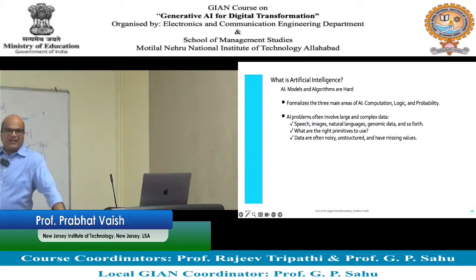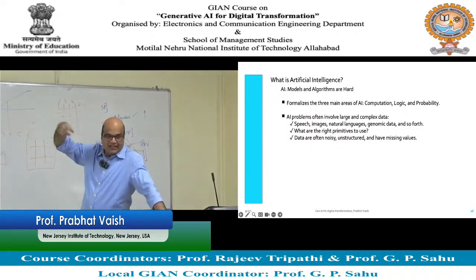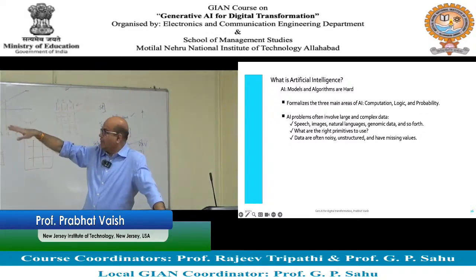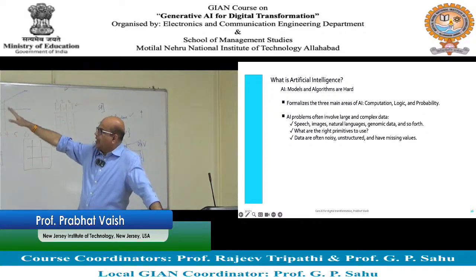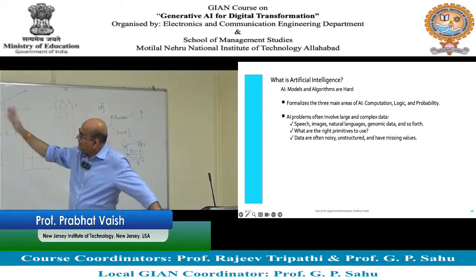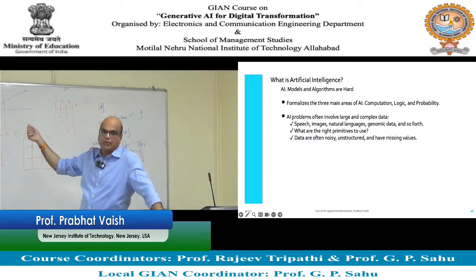Models and algorithms are hard, and even harder when you are trying to build an AI-based system, so just be aware of that. The three main areas I used in the previous slides were computation, logic, and probability. Earlier attempts tried to solve those three separately: a computational, a logic-based, or a probability-based approach, right?